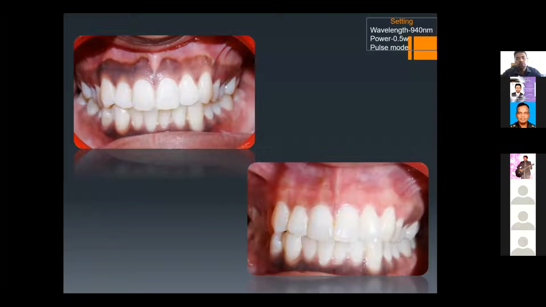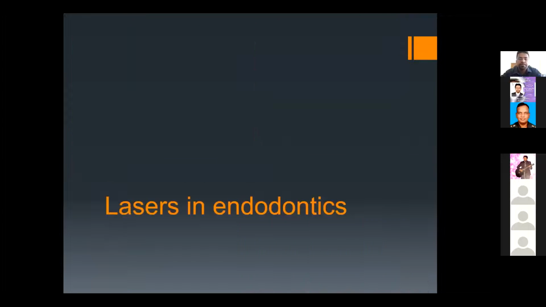Now the setting used for this is 940 nanometer, power 0.5 watt, and pulse mode has to be used. Make sure that you check the thickness of the gingiva before you perform the depigmentation procedure, or else you will end up with perforation of the gingiva.